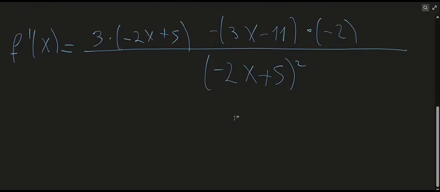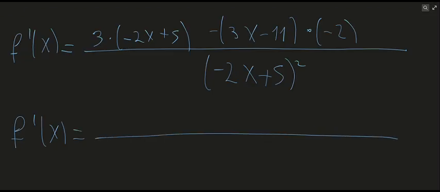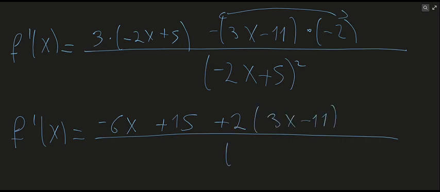Good. Now, we can and should clean up the numerator just a wee bit because we have a bunch of numbers in parentheses. Let's see what we can clean up. 3, in the case of the first pair of parentheses, negative 6x plus 15. And in this case, it's going to be negative 2 times negative, so it's going to be a plus 2. So it's plus 2 times 3x minus 11. And that is divided by negative 2x plus 5, all of that squared.